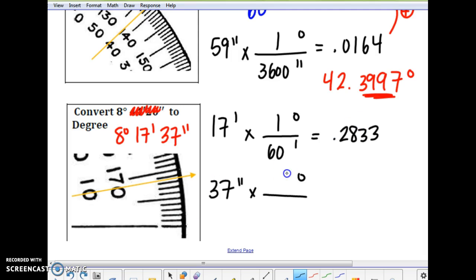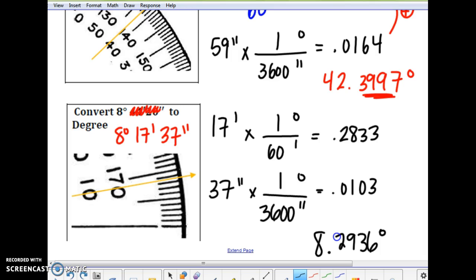0.2833. 1 degree, 3,600 seconds. 37 divided by 3,600, 0.0103. So this is going to be 8 point, and then add your 2 decimals, 2936 degrees. Final answer.